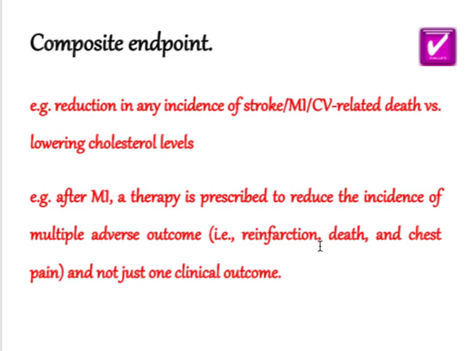A composite endpoint is a collection of endpoints. This is mainly for cardiovascular clinical trials. I don't want to measure stroke alone for this drug, or the incidence of MI alone, or the incidence of cardiovascular death alone. I want to measure the composite outcome of all of these. So the composite outcome is the combination of the incidence of stroke, plus the incidence of MI, plus the incidence of cardiovascular related death. And this is the composite endpoint.